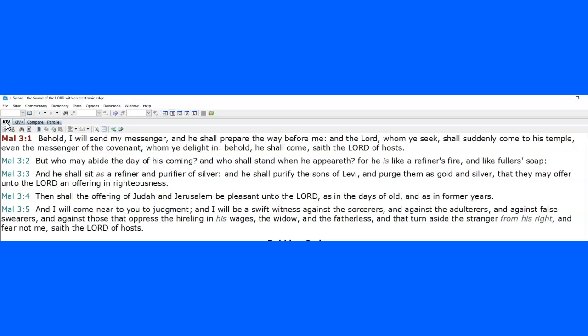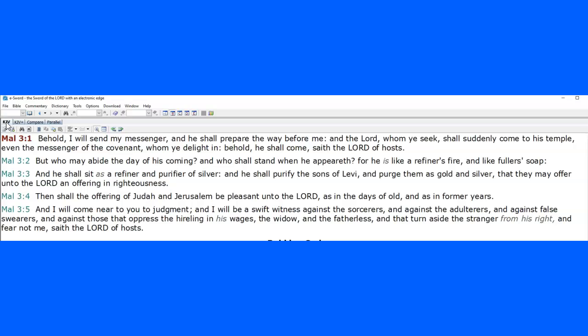For he is like a refiner's fire, and like fuller's soap. And he shall sit as a refiner and purifier of silver. And he shall purify the sons of Levi, and purge them as gold and silver, that they may offer unto the Lord an offering in righteousness. Now, of course, guys, the sons of Levi was the first Levitical priesthood set up. It says, then shall the offering of Judah and Jerusalem be pleasant unto the Lord, as in the days of old, and as in former years.